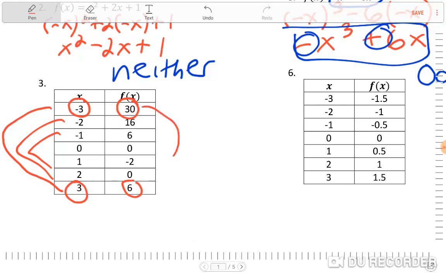But see, like here, 30 is nothing. It's not anything similar to 6. It's not negative 6. It has nothing to do with changing signs. So I don't even need to look at the rest. I know that this is going to be neither.